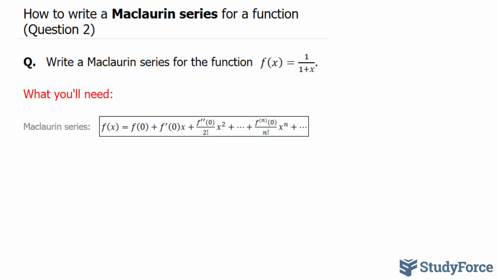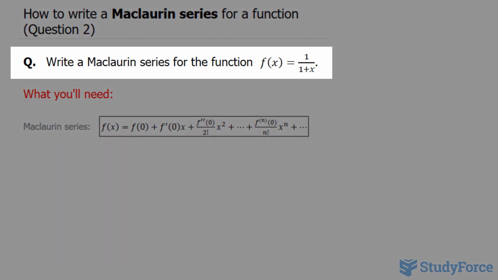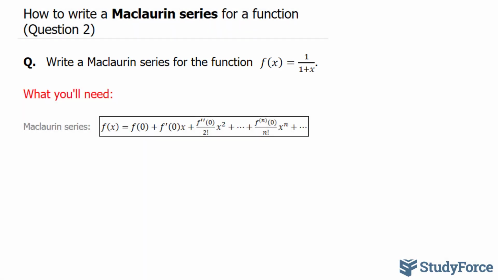In this lesson, I'll show you how to write a Maclaurin series for a function. This is question number 2. The question reads, write a Maclaurin series for the function f at x is equal to 1 over 1 plus x. To do this, we'll need to follow this series where f at x is equal to f at 0, and then f prime at 0 times x, and so on.